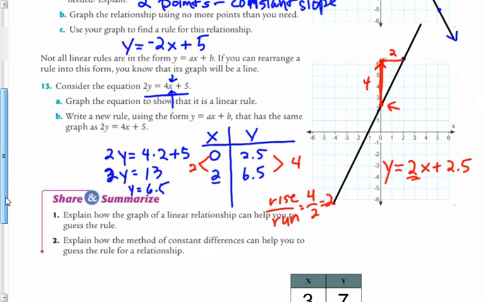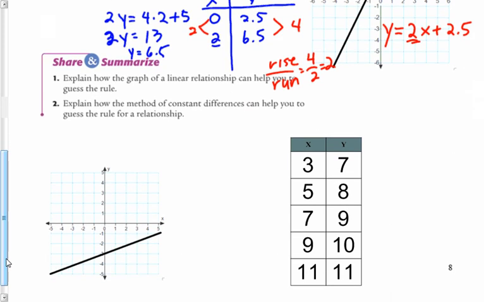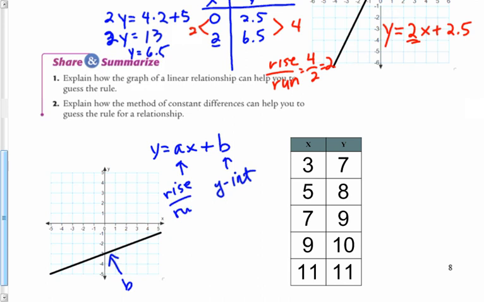All right, so explain how a graph of a linear relationship can help you guess the rule. So what we've just learned is that y equals ax plus b is my linear equation. My constant term, b, is the y-intercept. And my slope is just rise divided by run. My coefficient is rise divided by run from the graph.